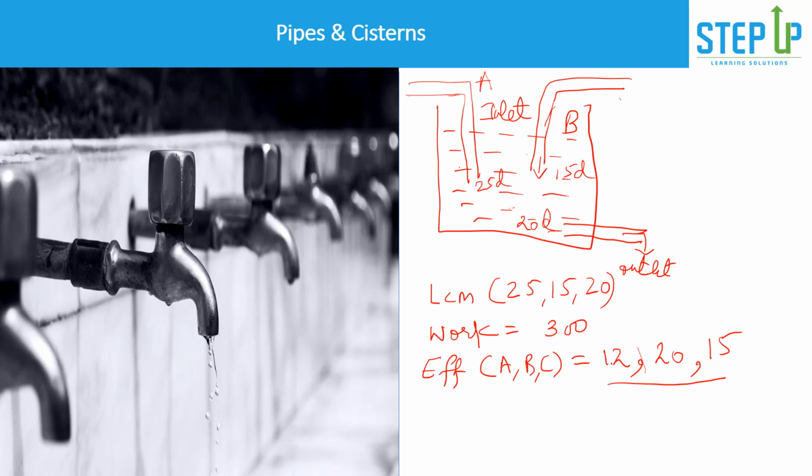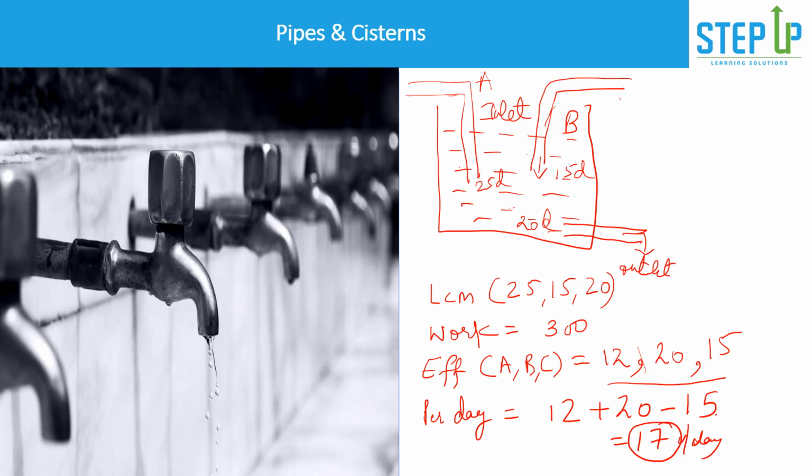Once we calculated the efficiency, now we will just see how much time it will take. So if you have to calculate only per day, what will happen? Per day, pipe A will put in 12 water, pipe B will put in 20 water, while pipe C will reduce 15 water. 20 plus 12, 32, minus 15. So this is your 17. That means 17 units of water per day. So this is very, very simple.